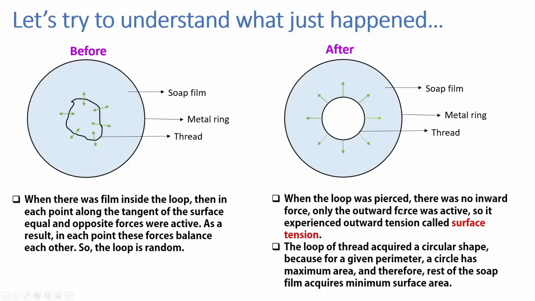So why does this thread acquire only a circular shape? Why not triangular, rectangular or any other shape? Because for a given perimeter, a circle has the maximum area. So if it forms a circle, the rest of the soap film will acquire minimum surface area. Thus we'll have minimum surface energy. That is why it acquires a circular shape.